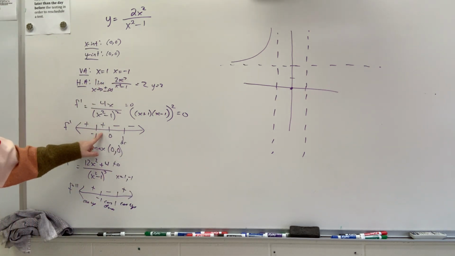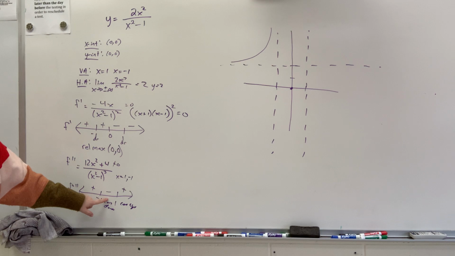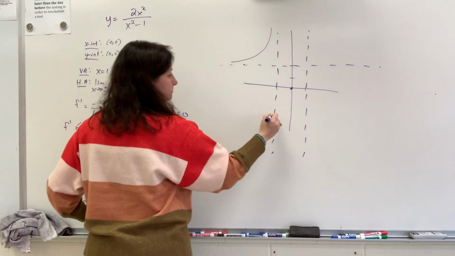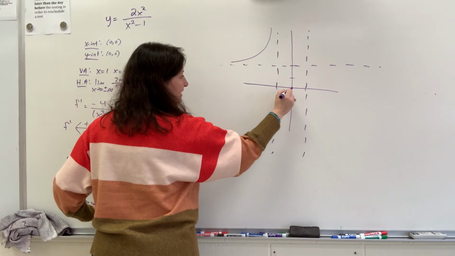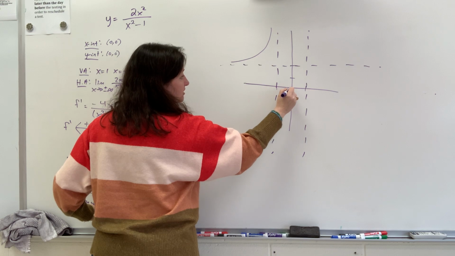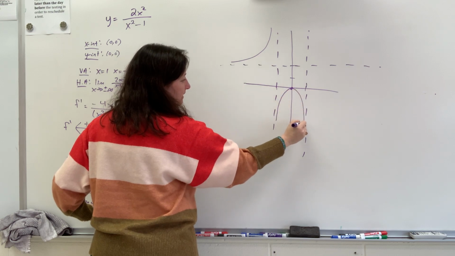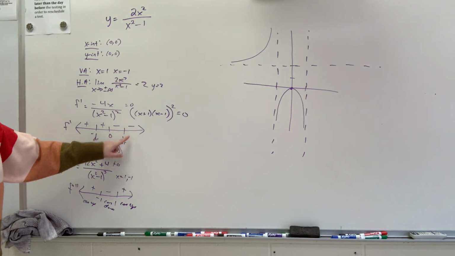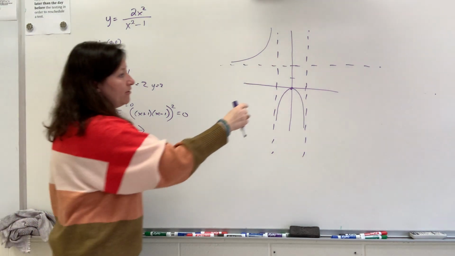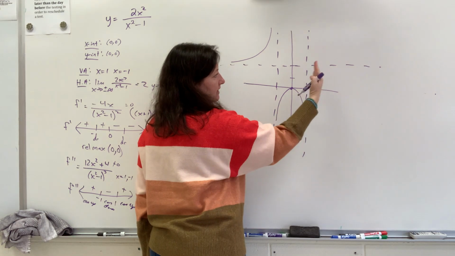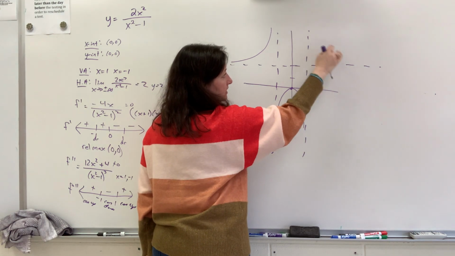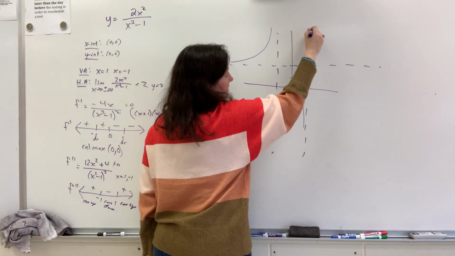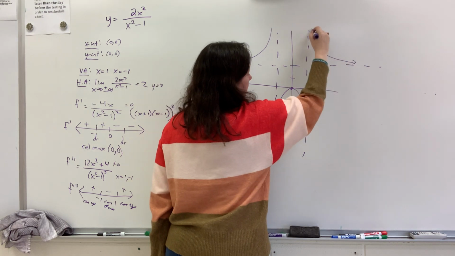Then it still needs to increase, but be concave down until 0, with a maximum at 0. Then it's supposed to decrease and still be concave down. And then finally it's decreasing, concave up. Where can I fit decreasing concave up on this side and be between the two? The only way to fit it is up here in the top corner. Good.